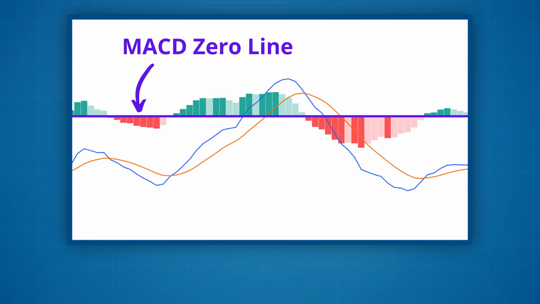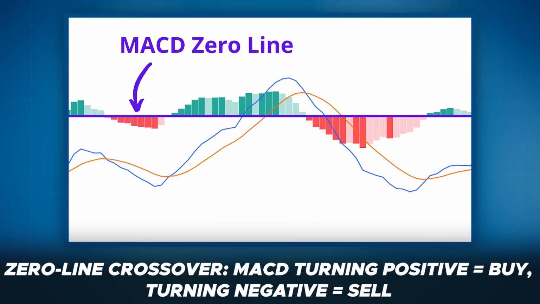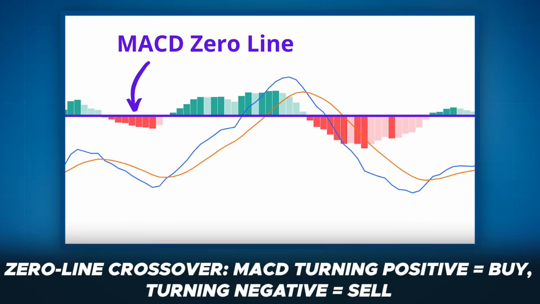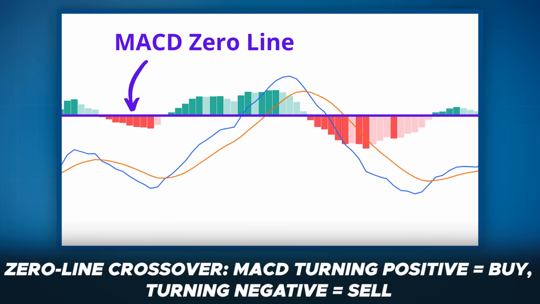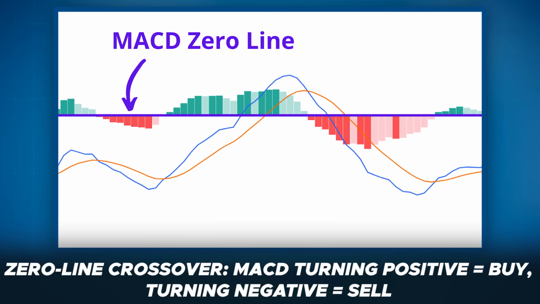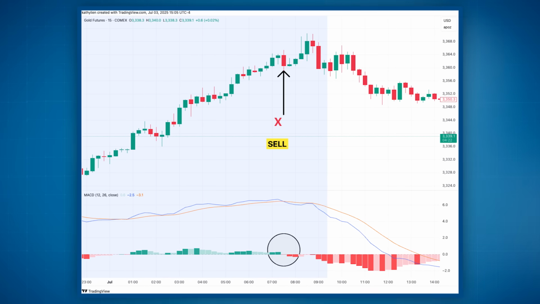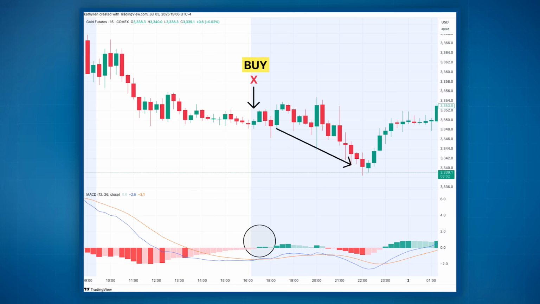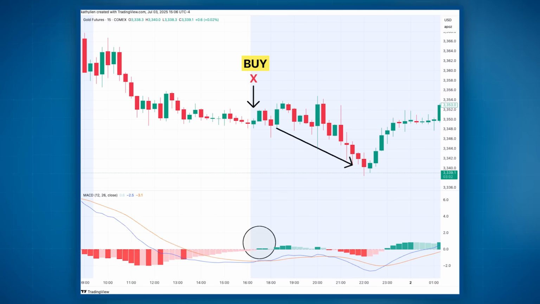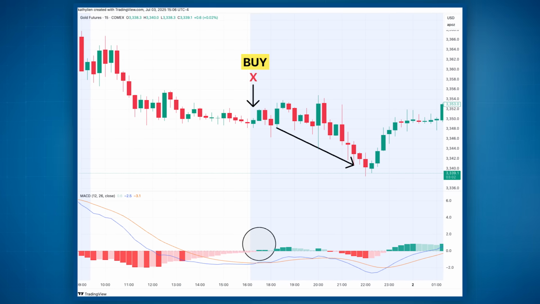Yet, if you simply follow the textbook way of using MACD, you'll often get burned. One of the most common approaches is the zero-line crossover MACD. That's when the MACD flips from negative to positive, which is a buy, or from positive to negative, a sell. On paper, that sounds great, right? However, if you used the zero-line crossovers on gold recently, you would have sold here, and you would have bought here, both losing trades. That's the danger of trading MACD alone.